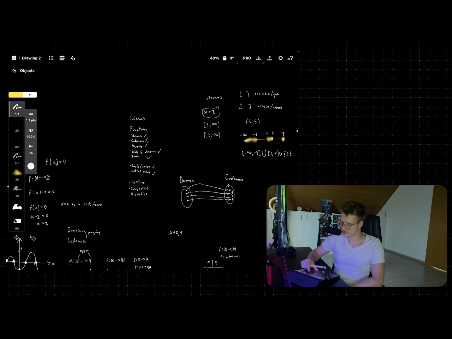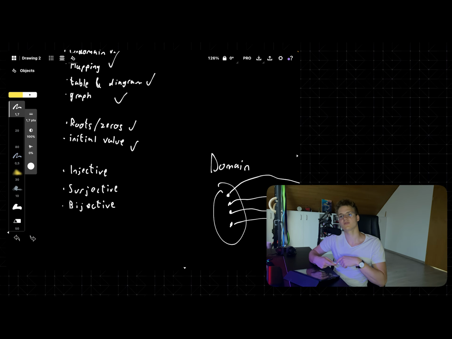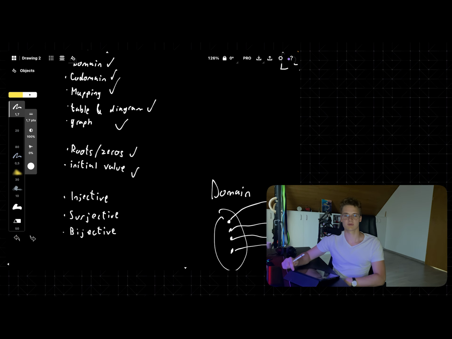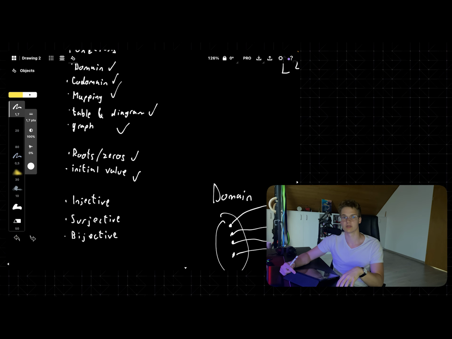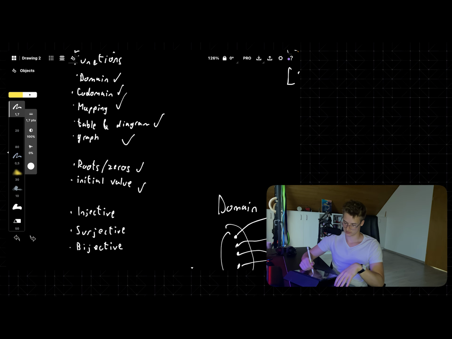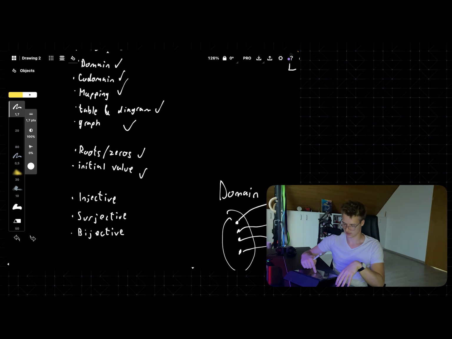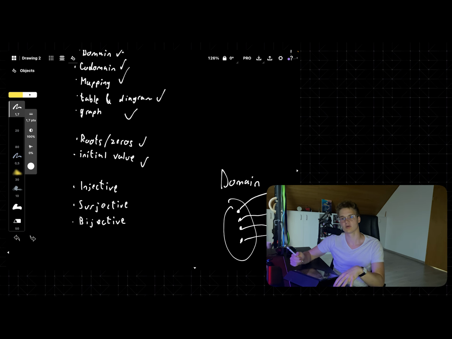And that's basically all you need to know about functions. There aren't really that many exercises. We can do some exercises to determine the roots, zeros, or initial values, but a lot of that is just going to be in the next chapter, which is going to be linear functions. We could do some graphing, like tables, diagrams, graphings, mappings, and then determining the domain, codomain. A lot of that is also going to be part of the following exercises. The only thing you can really do is determine if a graph is injective, surjective, or bijective.